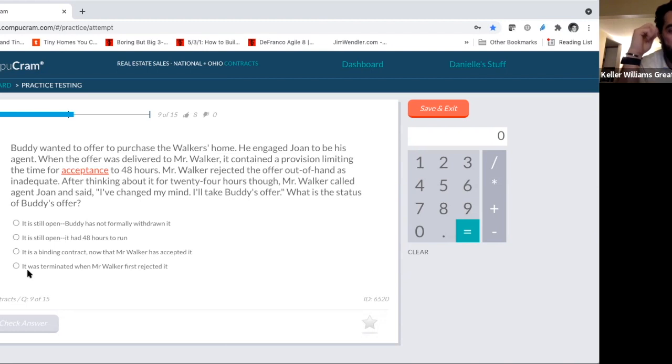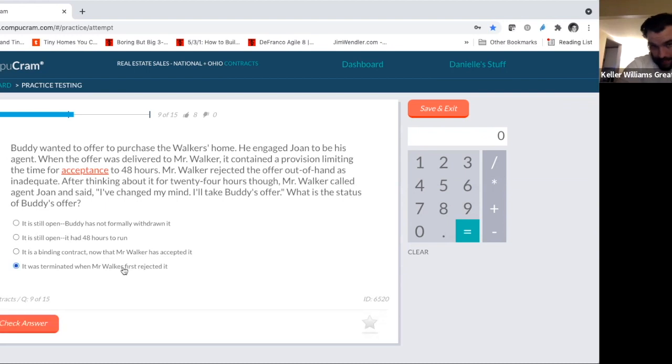Is it A, still open because Buddy hasn't withdrawn it? B, still open because the 48 hours haven't gone by? C, it's a binding contract now that it's been accepted. Or D, is it terminated when Mr. Walker rejected it?